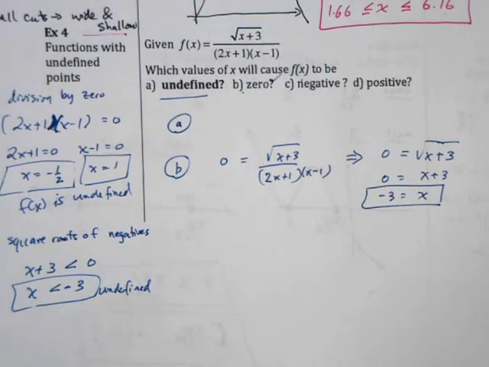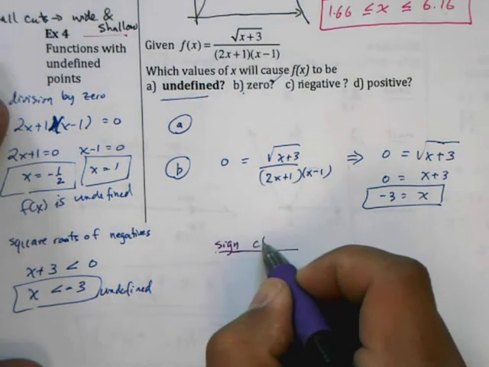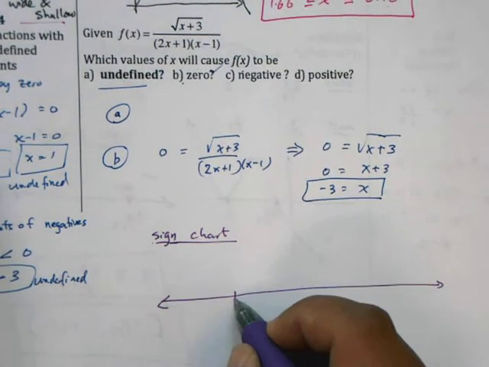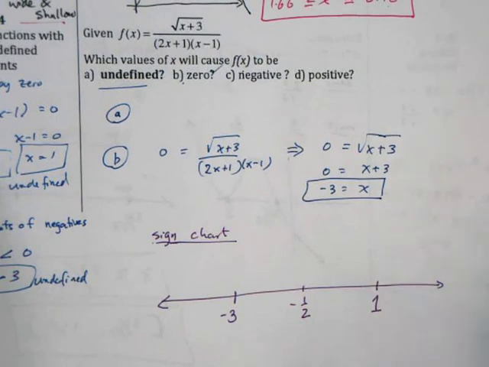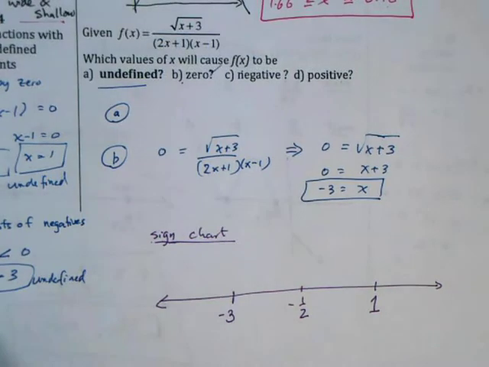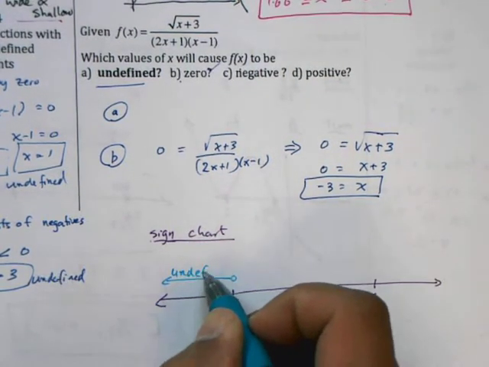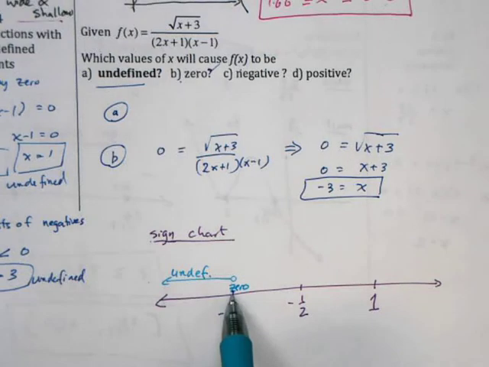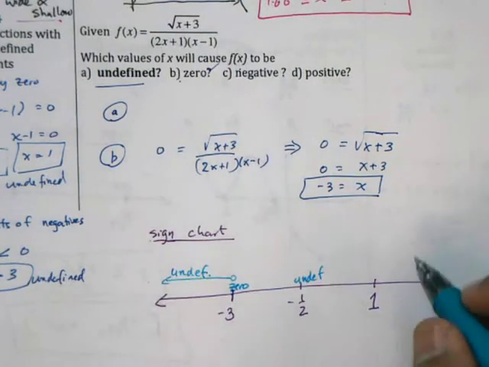Now for negative and positive, that's a little bit harder to do. So again, what we're going to do here is make a sign chart. This one is a little more difficult than the other charts we've made. I've got the full number line here. I'm going to put negative 3 on there, negative 1/2, and 1. Now I know without a doubt that if x is less than negative 3, from negative 3 and back, this is undefined. At negative 3, it's 0. At negative 1/2, it's undefined. At 1, it's undefined.